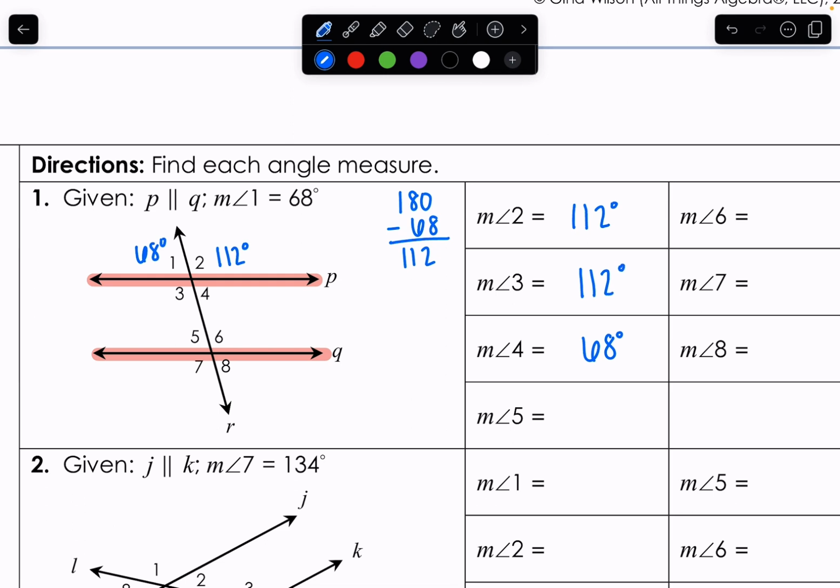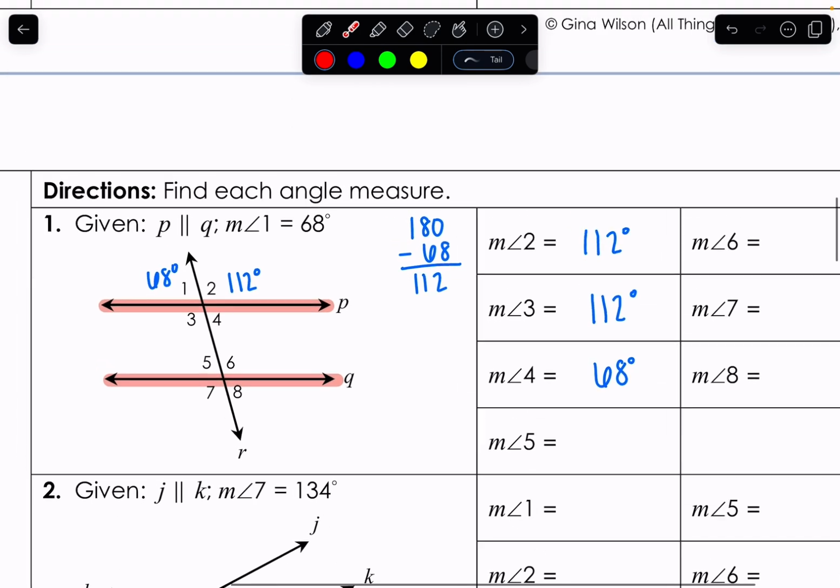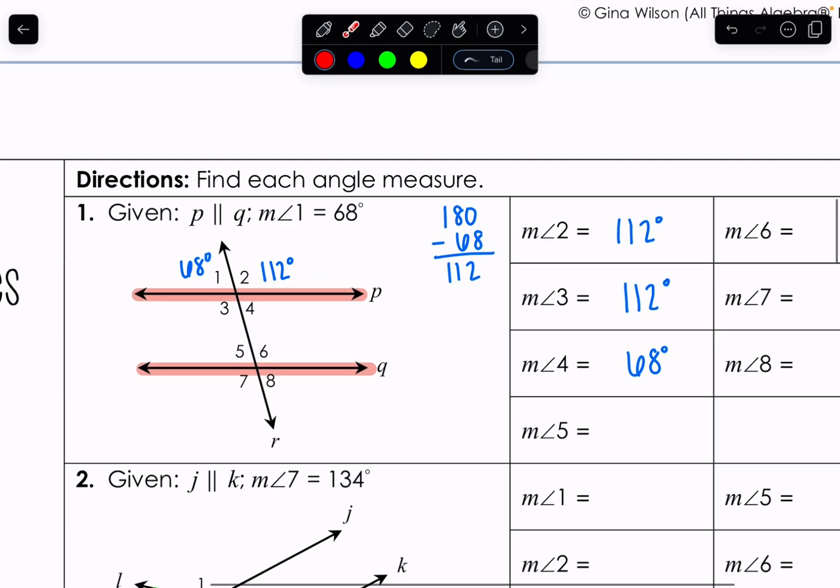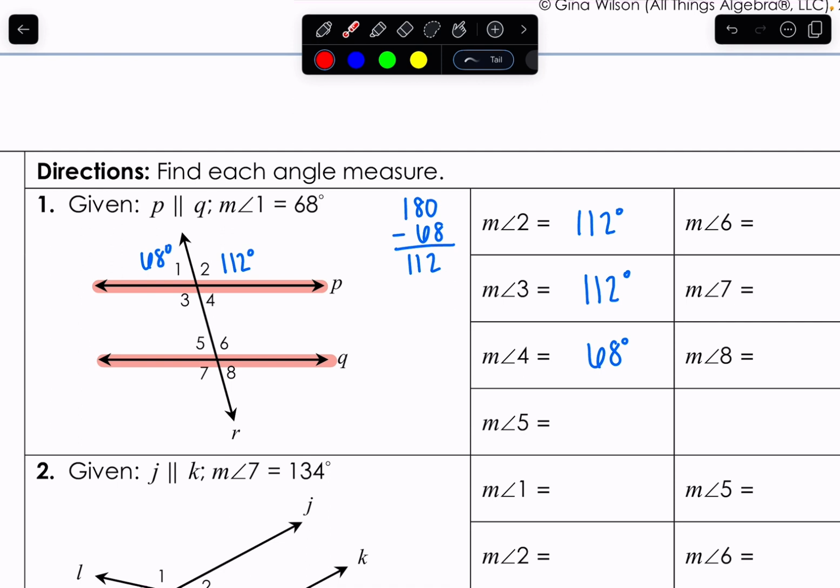Okay, so now we'll go to the other, so that was line P. When we go to line Q, the other parallel line here, we need to use what we just learned today. I'm starting with the measure of angle 1 because that was given to me, and if I made a mistake with angle 2, 3, or 4, then it will affect my answer. So I'm going to use the one that was already given to me.